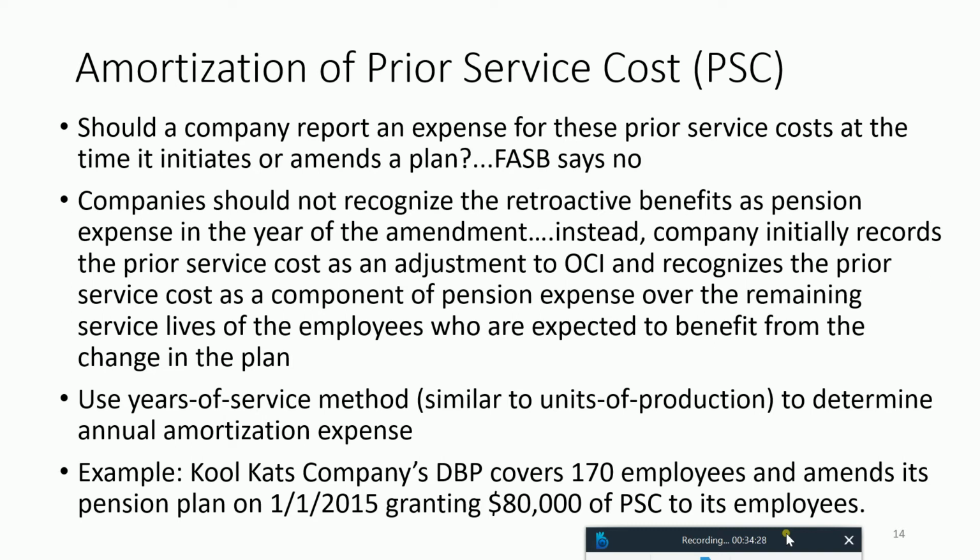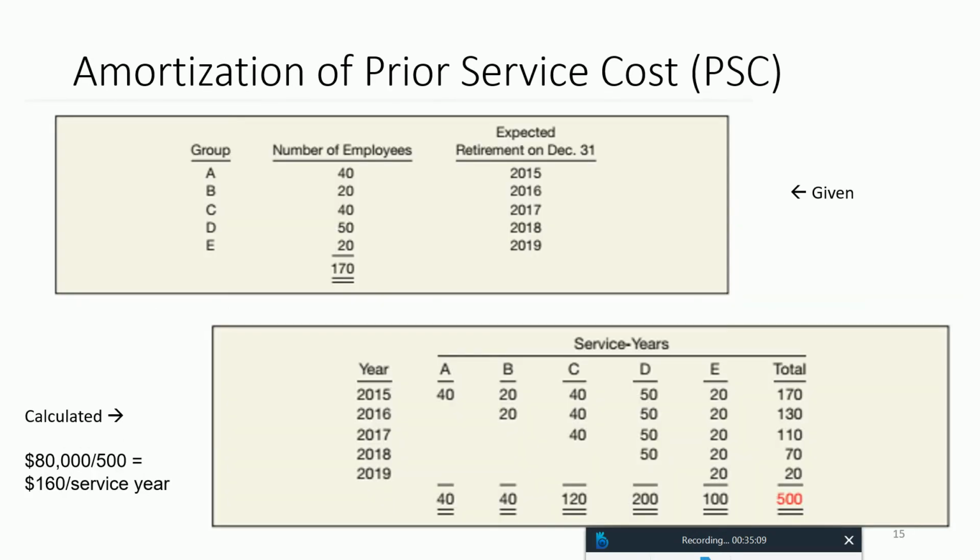So the first option would be a debit to pension expense in 2015 and a credit to pension liability. However, we know that not all of that $80,000 was incurred in the current year, because what this is basically is a catch-up of, had this amendment been in place all along, we would have had higher service costs all along. So instead what we're going to do is determine the amount of years of service that this $80,000 relates to, and then amortize it over an appropriate amount of time.